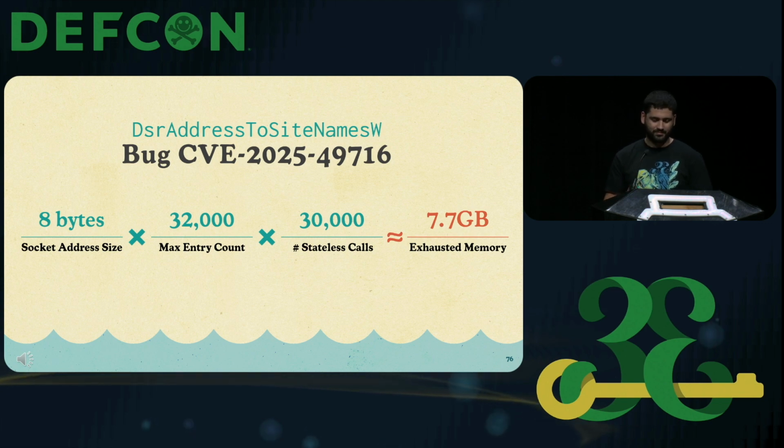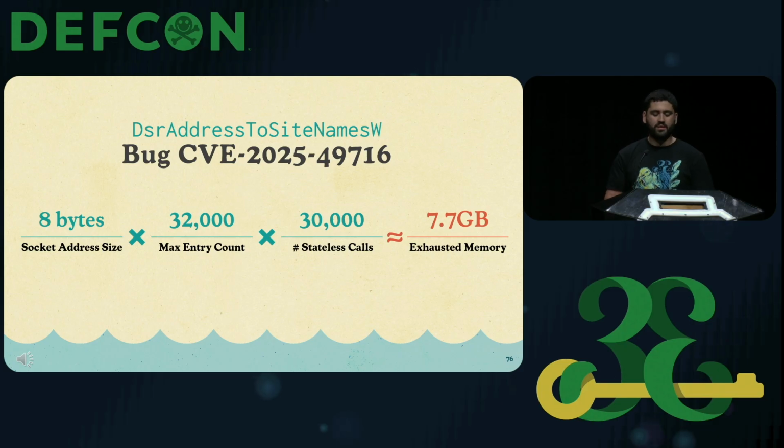Dumb ways to die. This RPC call crashes LDAP. We managed to exploit the exact entry count parameter that Microsoft claimed was protected. Each call allocates at least 8 times the entry count in bytes. At the maximum value of 32,000 entries, that's at least 256 kilobytes per call. And using our stateless RPC technique, we could send a 30,000 time packet.